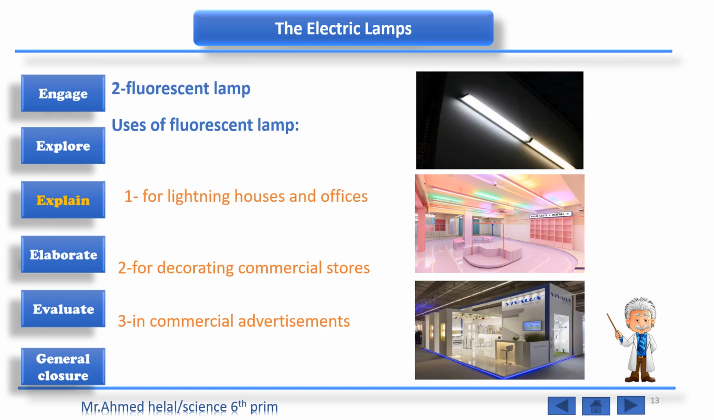Okay, here we'll talk about the fluorescent lamp. We'll talk also about its uses and the components of the structure of the fluorescent lamp. Here are the uses: for lighting houses and offices, and for decoration, in commercial stores like this, and in commercial advertisement. So they are the uses of the fluorescent lamp.